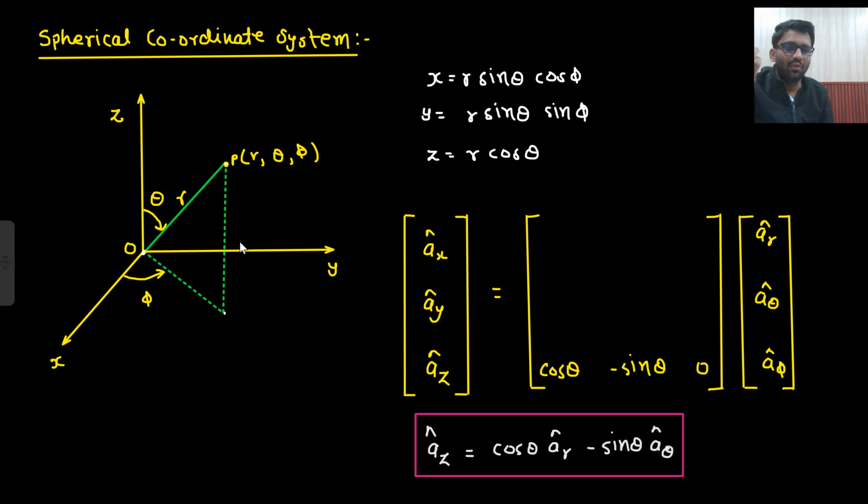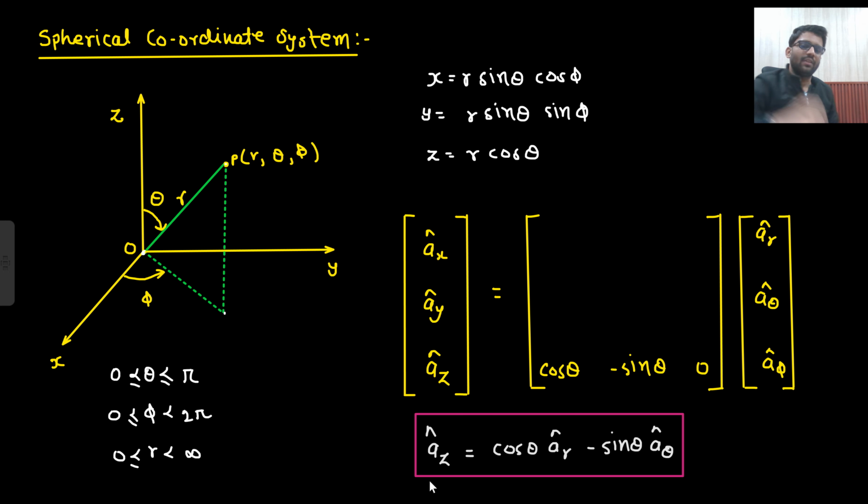Rest you need to know the limits as well, that theta goes from where to where. Theta goes from 0 to pi. Phi goes from 0 to 2 pi. Here no equal sign can be there. Sorry, this equal sign will not be used. Here equal sign can be used. Here equal sign will not be used. And what about r? R will be going from 0 to infinity.